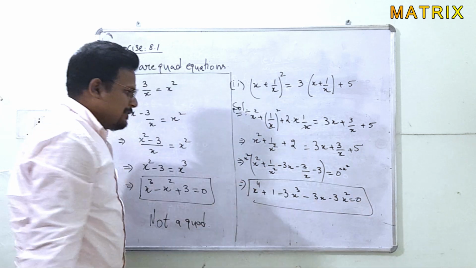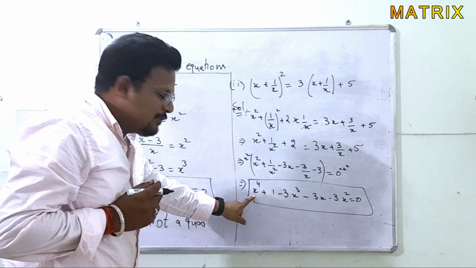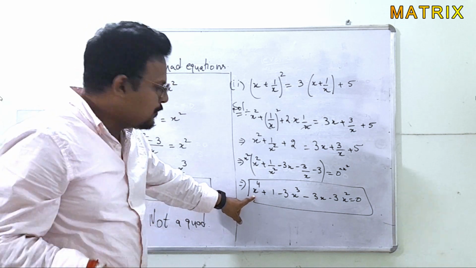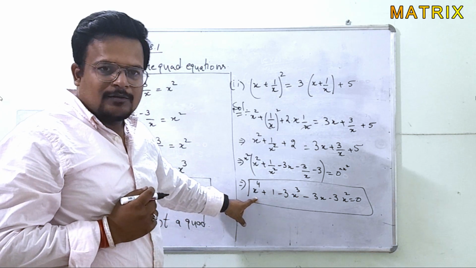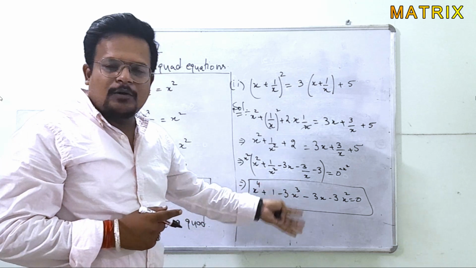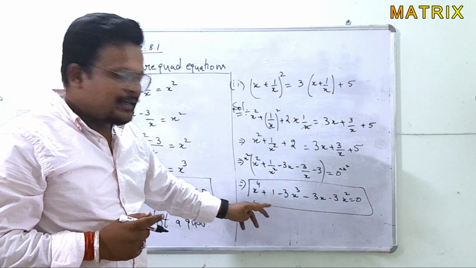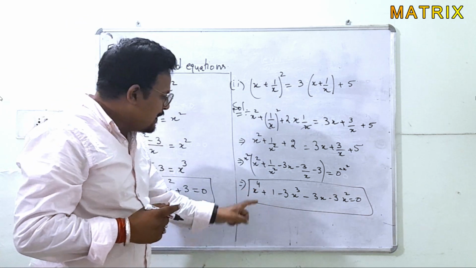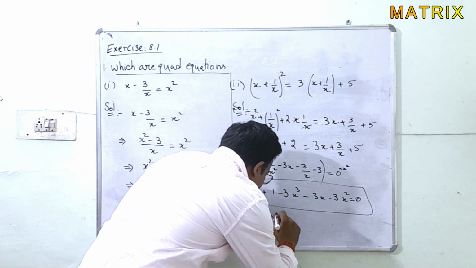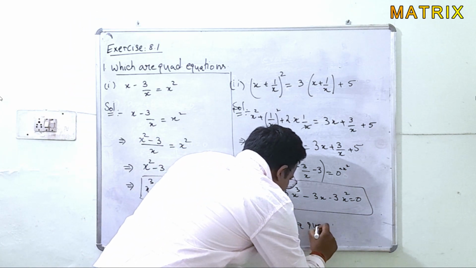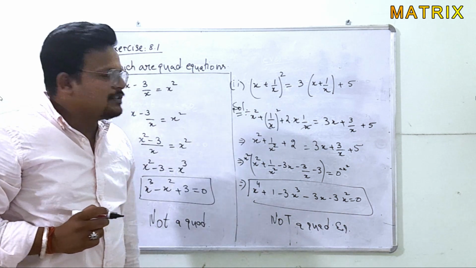So this is my final result. Now try to understand it. The power of x is 4, or you can say the degree of this equation is 4, which does not satisfy the condition for a quadratic equation. So we can say that this is not a quadratic equation because the highest degree is not 2. Clear? Any doubt in this, please?